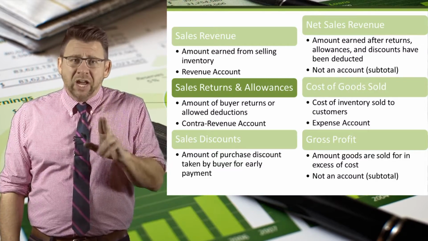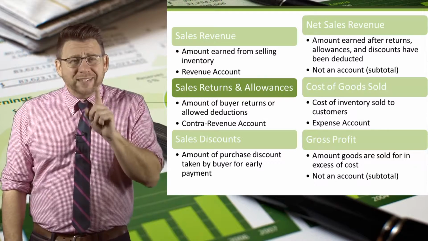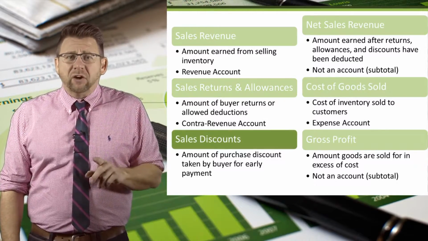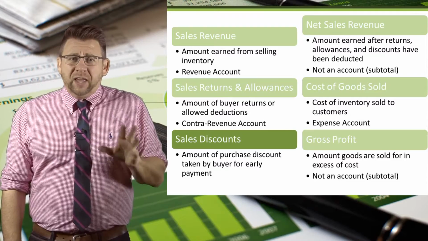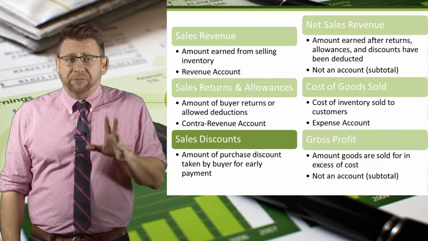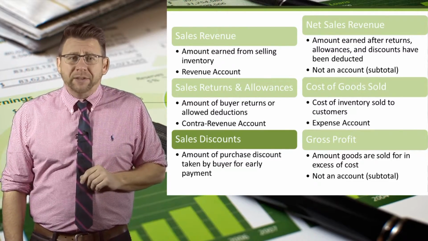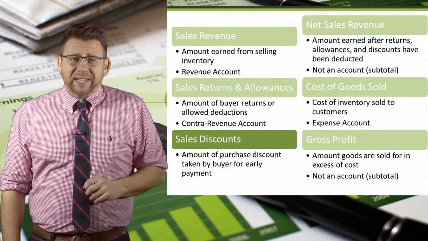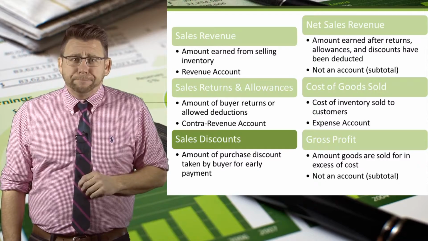It is a contra revenue account, which means it has a normal debit balance. Sales discount is the reduction in the amount of cash received from a customer for early payment. It is a contra revenue account, and it also has a normal debit balance.